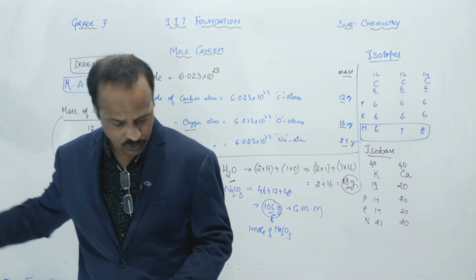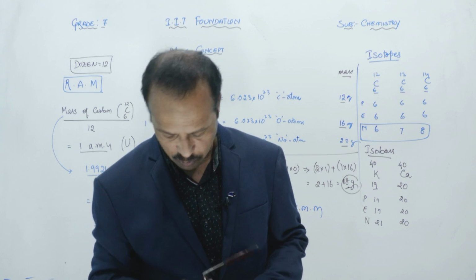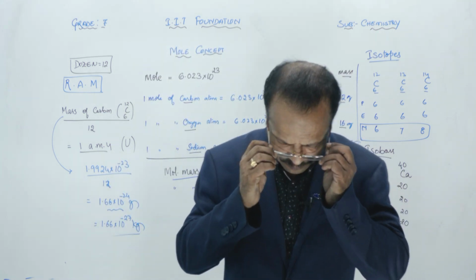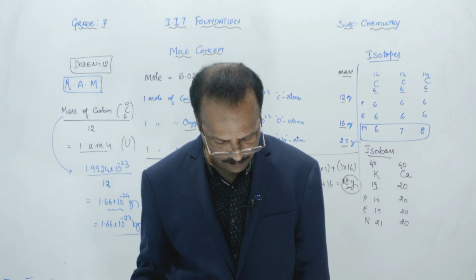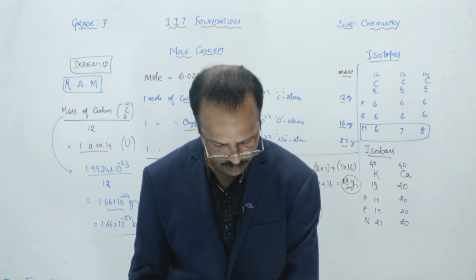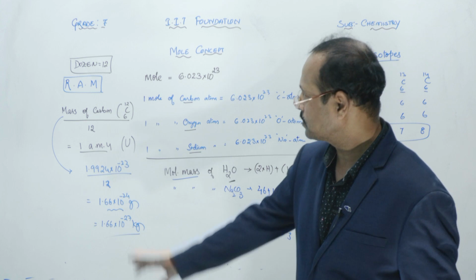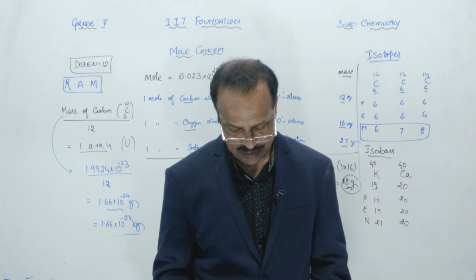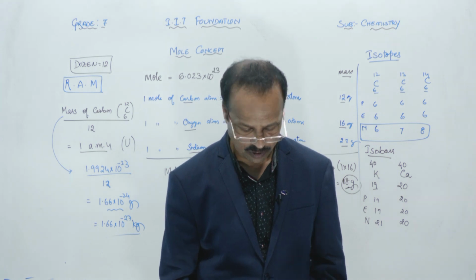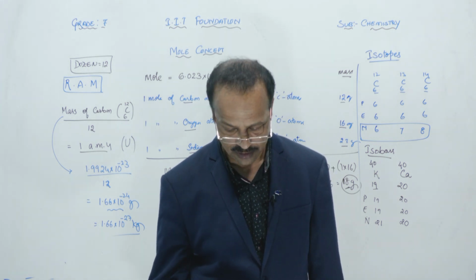Now some questions come. Let's explore. The number of particles present in 1 mole of air is, just now I told you, 6.023 into 10 to the power of 23. So the answer is the second option, 6.023 into 10 to the power of 23.